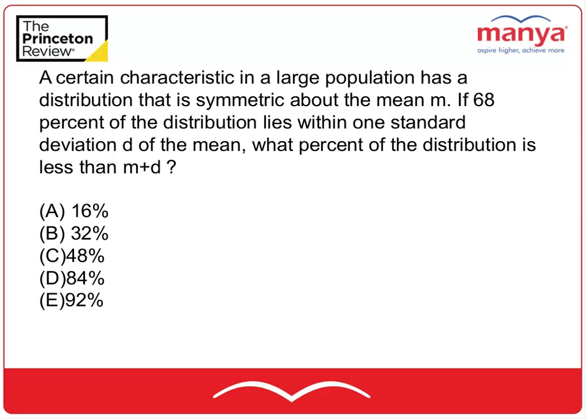So what will be the answer for this question? What percent of the distribution is less than M plus D? We saw 34, 14 and 2, right? So less than M plus D is 84 and greater than M plus D will be 16%. Okay? So symmetric about the mean.